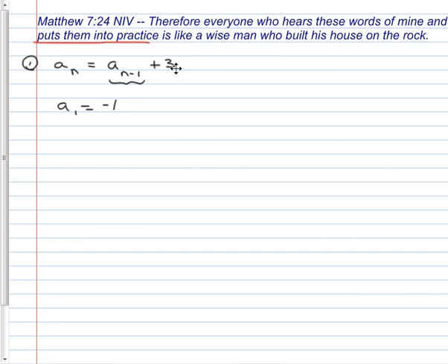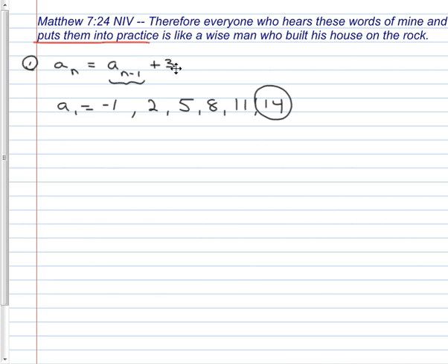Well, one way is we can just start listing them. A sub n minus 1 plus 3, the previous term plus 3. So I just take negative 1 and add 3 to it, and I get 2. And then it would be 5, 8, 11, 14. 1, 2, 3, 4, 5, sixth term.